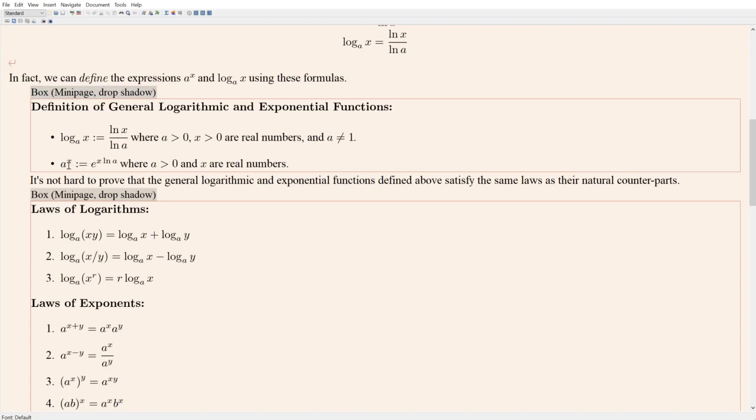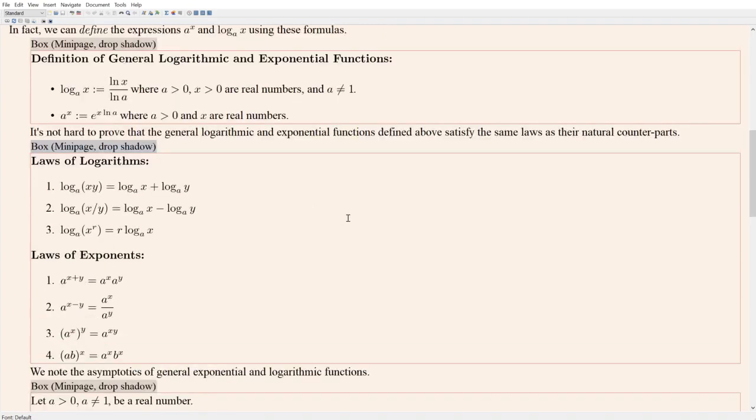Similarly, a to the power x is defined, so when I write colon equals, that means by definition this expression is defined to be equal to this expression. And here, the only restriction is that a has to be positive, again because we're taking its natural log, but there's no restriction on x at all, because the exponential function can take in any real number. Its domain is all the real numbers.